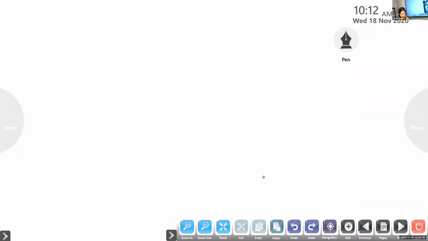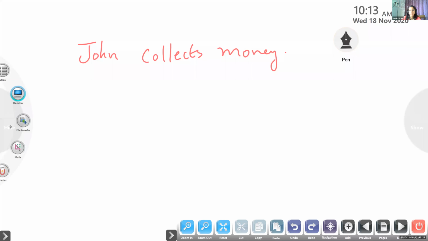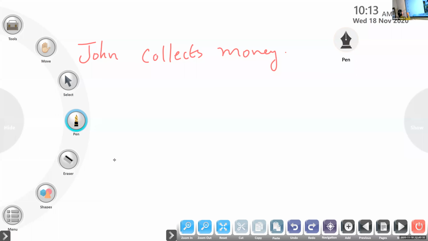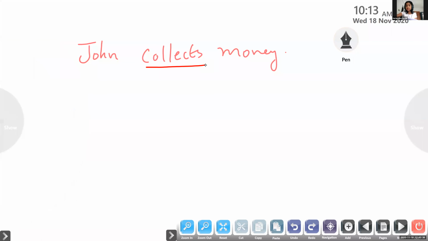So let me give you a sentence in simple present tense. My sentence is: John collects money. I have a sentence here, John collects money. Okay, you got the sentence. All of you, please look at the verb and tell me whether the verb is in a finite form or it is in the form of be plus past participle form. It is in the form of a finite verb. Tell me the verb of the sentence. Collects. So tell me the tense of the sentence.